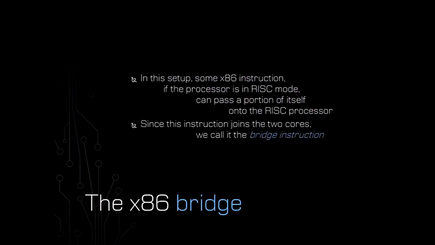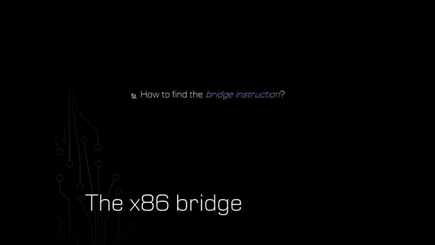And since this x86 instruction essentially joins the two cores, it joins the x86 and the RISC core, I started calling this the bridge instruction. But we don't know what this instruction is yet. So I have no idea how to actually feed instructions to this RISC core that I've activated. So to find the bridge instruction, it should be sufficient to detect that a RISC instruction has been executed, but that's easier said than done.